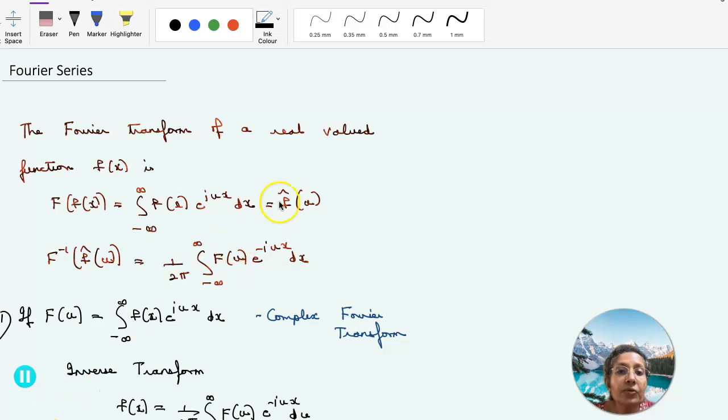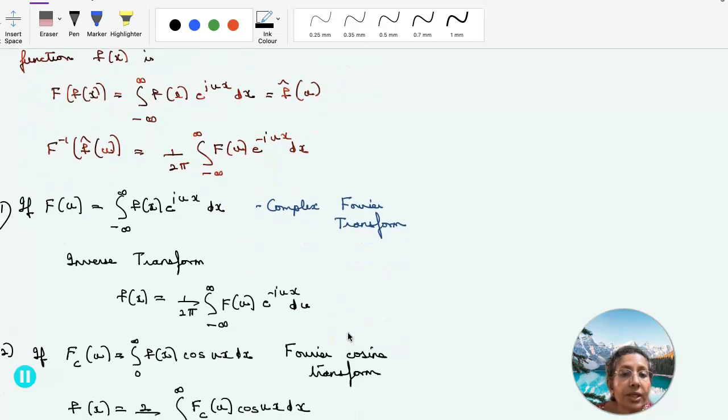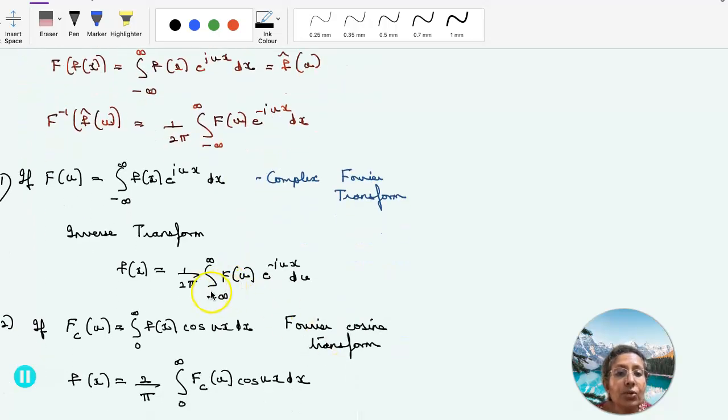The Fourier transform of a real valued function f(x) is given by the integral from minus infinity to infinity of f(x) e raised to iux dx. You denote it by F of f(x) or f cap u. So F inverse of f cap u will be 1 by 2 pi integral minus infinity to infinity of f cap u e raised to minus iux du. And f cap u, the integral from minus infinity to infinity of f(x) e raised to iux dx, is called the complex Fourier transform. So the inverse Fourier transform is 1 by 2 pi integral minus infinity to infinity f cap u e raised to minus iux du.